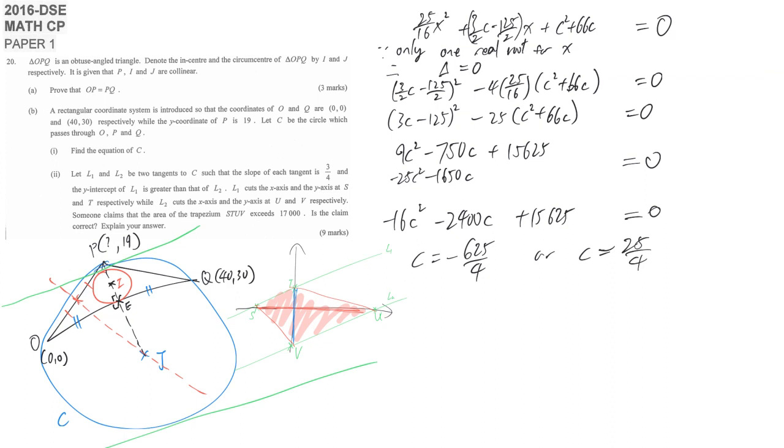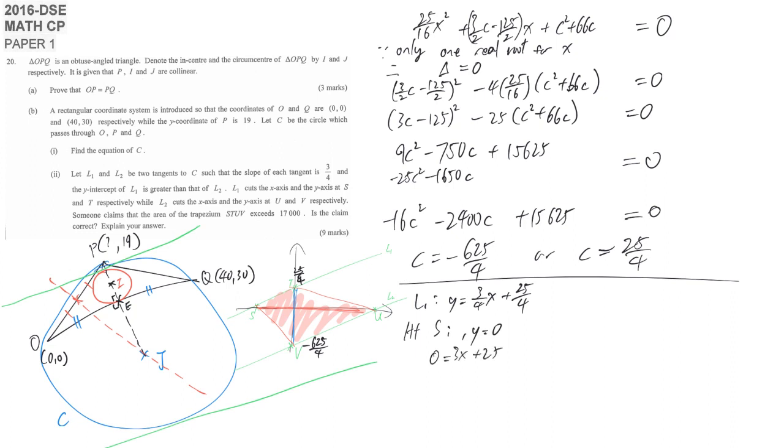So if we draw these two lines, the first y-intercept is 25 over 4. That means point T is 25 over 4 here. And then point V is negative 625 over 4. Now we are concerned with the positions of S and U here. So L1 is y equal to 3 over 4 x plus the higher one, 25 over 4. So at S, y equals 0, x equals negative 25 over 3. This position is negative 25 over 3.